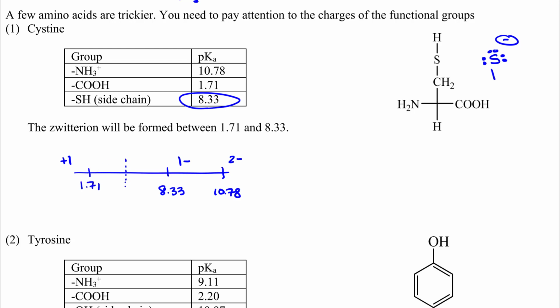Then I'll calculate PI: 1.71 plus 8.33 divided by 2. That'll give me my PI, and that becomes 5.02.